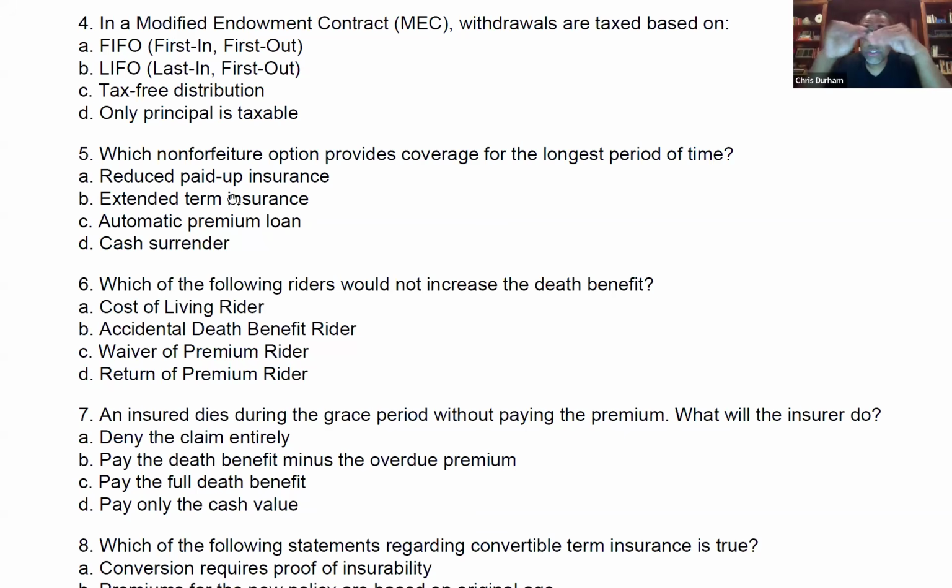So you got to make some notes, put that together. Extended term is most coverage for a temporary period. Reduced paid up is less coverage for life. So when you see it, you can get it.